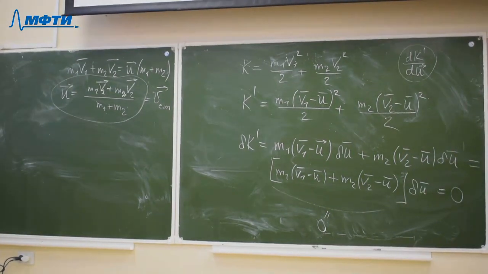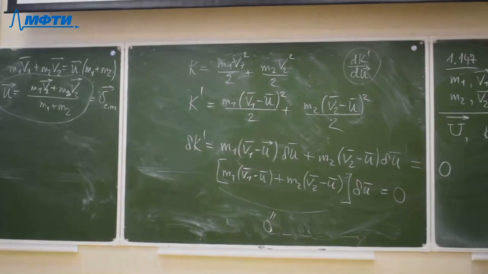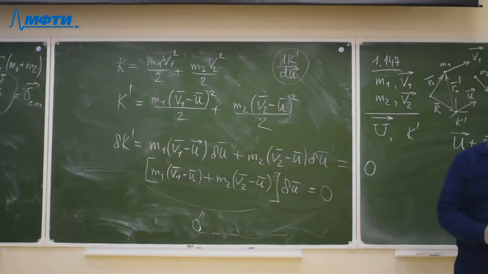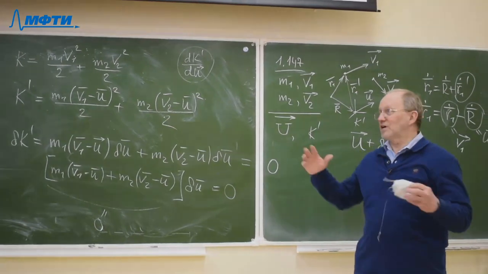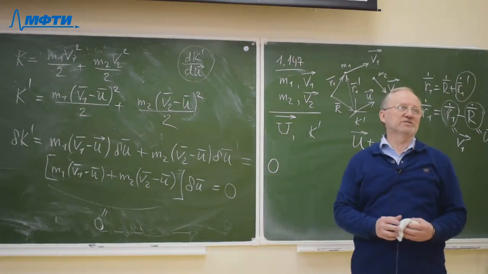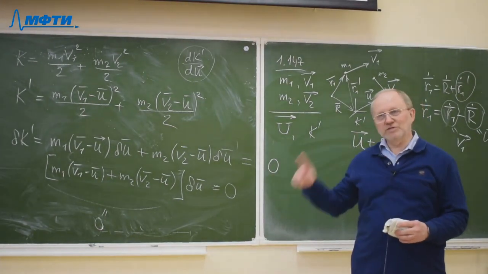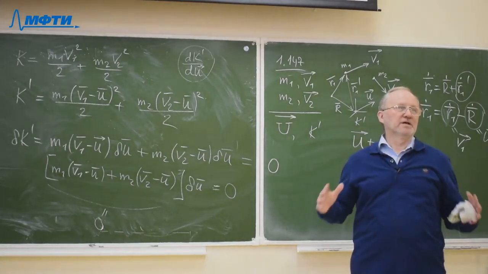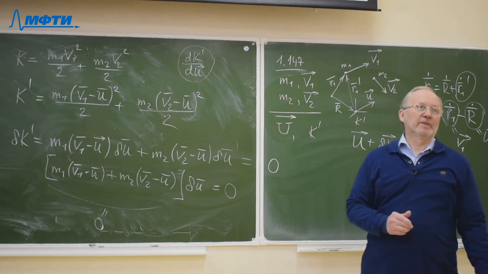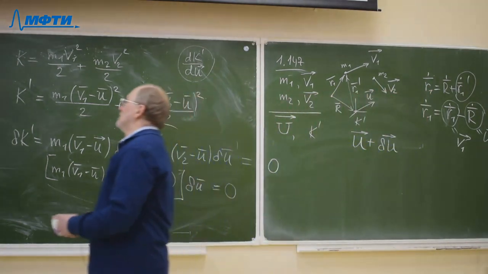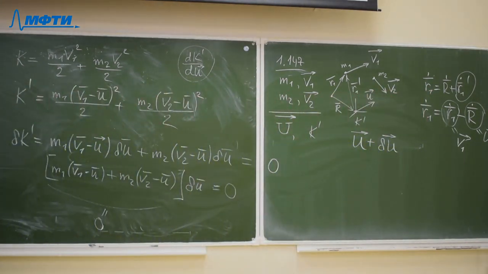Such is the interesting feature of the center of mass of the system of particles. The center of mass turns out to be connected to such a reference frame in which the total kinetic energy of all the particles in this system is minimum. That's an interesting quality of the center of mass.